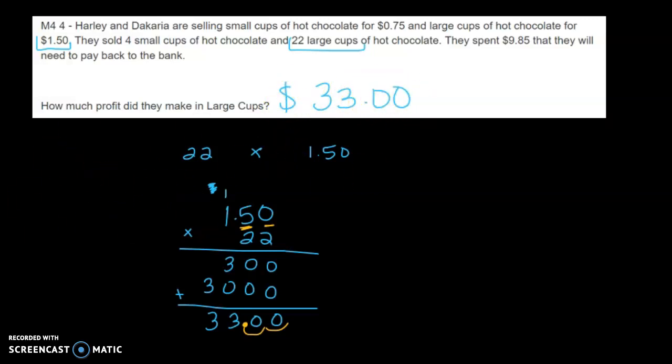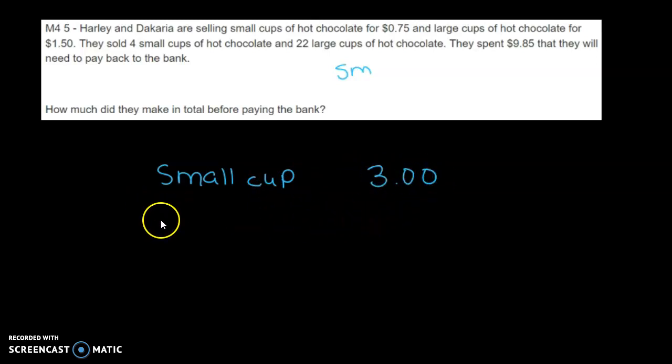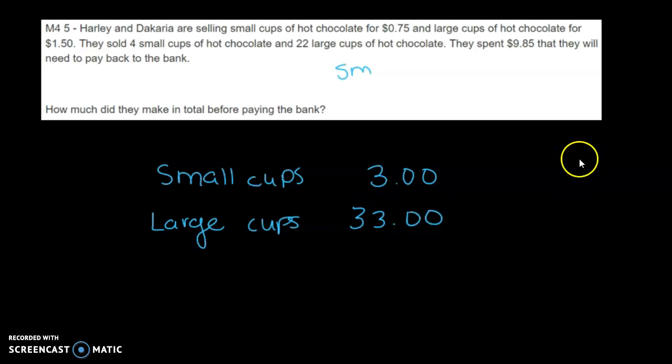Okay, so again, this is going to build on each other. The next question says, how much did they make before paying the bank? All right, so when we're looking at this information, they sold small cups. Oh, let me write it down here. They sold small cups and made $3 on them. Then they sold large cups and they made $33. We don't have to worry about that $9.85 yet because it says before paying the bank.